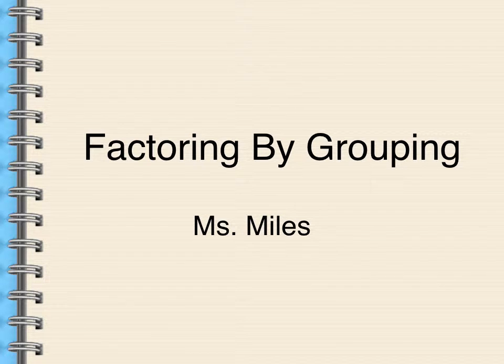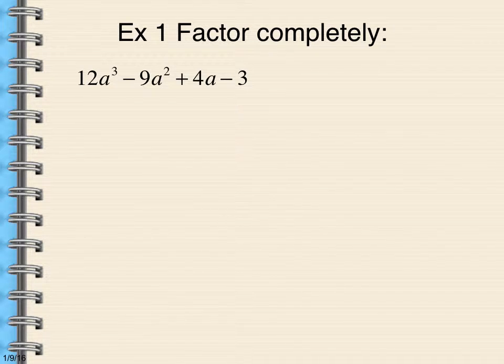Factoring by grouping. Here we're given a polynomial with 4 terms, and the directions say to factor it completely. So we'll notice that there is no common factor I can take out of all 4 terms. So let's put parentheses around the first and the second term and the third and the fourth term.